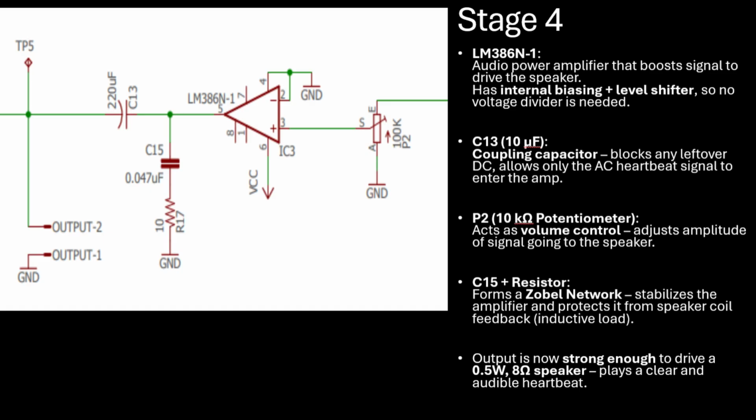At the output, there's C15, which forms a Zobel network with a resistor. This network helps stabilize the amplifier by preventing oscillations and protecting against inductive loads, which is important since we are driving a speaker. Overall, this stage turns the small amplified signal into a clear, audible heartbeat sound, completing the signal path from the microphone to your ears.